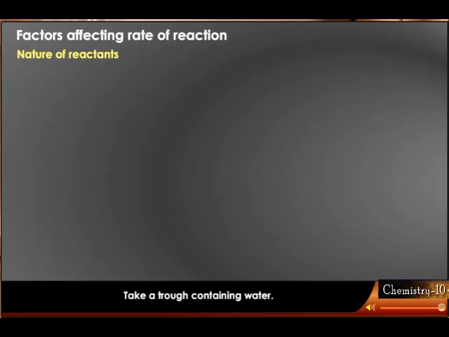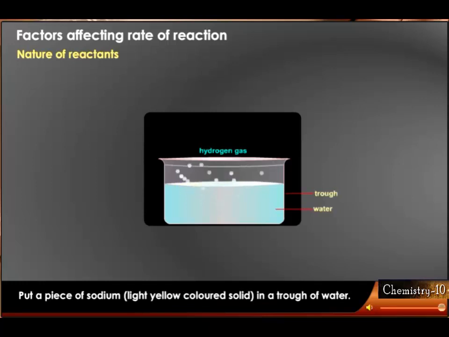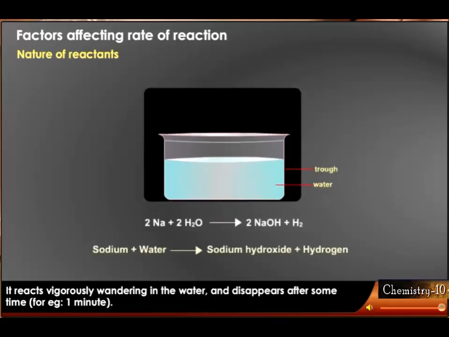Take a trough containing water. Put a piece of sodium, light yellow colored solid, in a trough of water. It reacts vigorously, wandering in the water and disappears after some time, for example, 1 minute. 2Na sodium plus 2H2O water gives 2NaOH sodium hydroxide plus H2 hydrogen.